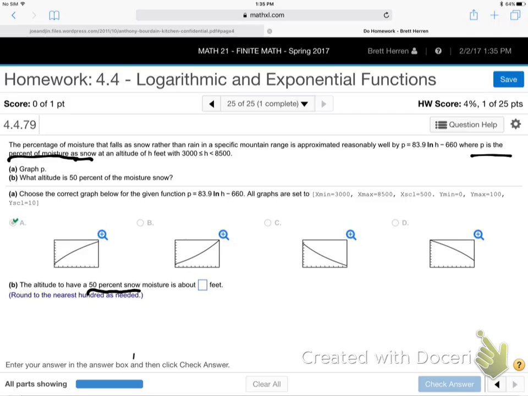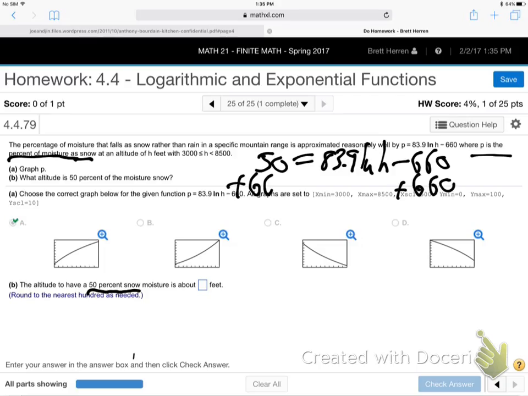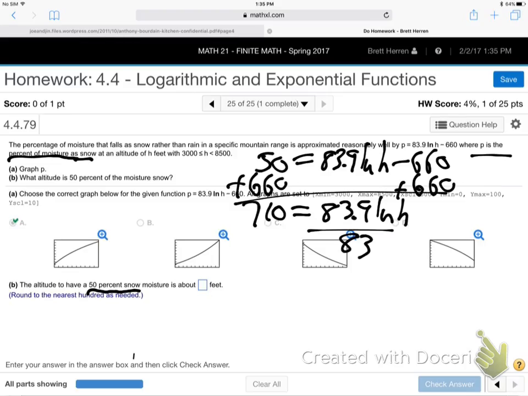So you just take this little formula, and you're plugging in P is 50, right? So 50 equals 83.9 natural log H minus 660. Then you've got to solve for H, the altitude, the height. So add the 660. And that'd be what? 710. Equals 83.9 natural log H, divided by the 83.9. Now, I'd probably just leave that.